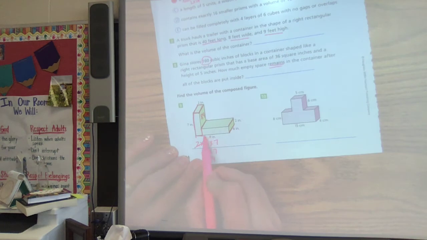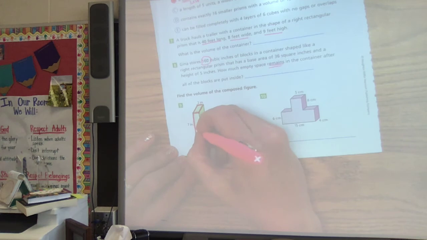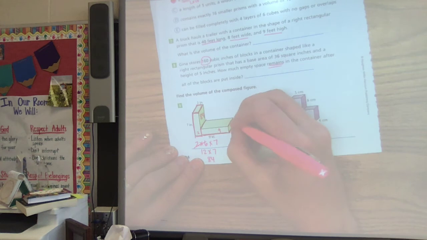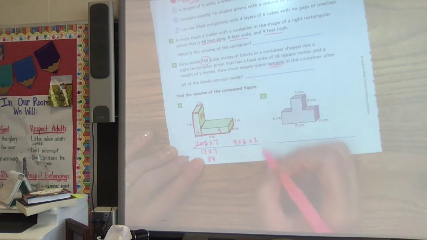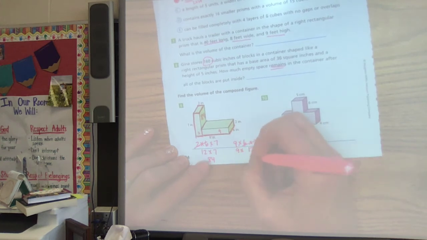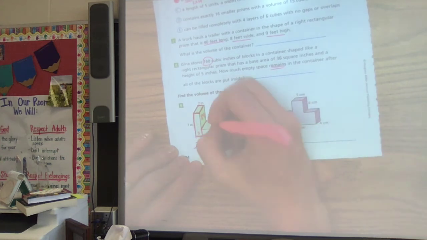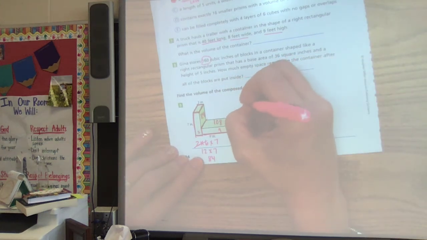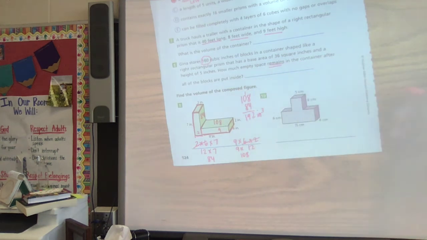So then I'm going to look and say, how long is this guy? Well, it says the whole thing is 11, but I know this is 2, so that has to be 9, because 2 plus 9 gives me 11. So 9, 6 width, 2 high. I know that 6 times 2 is 12, and 9 times 12 is 108. So if I put those together, 108 and 84, I'm going to get 192 cubic inches.